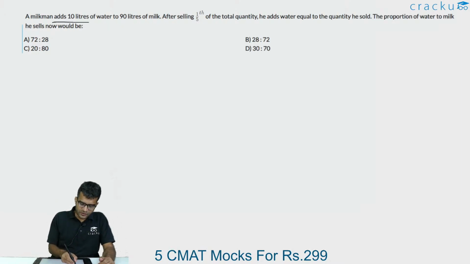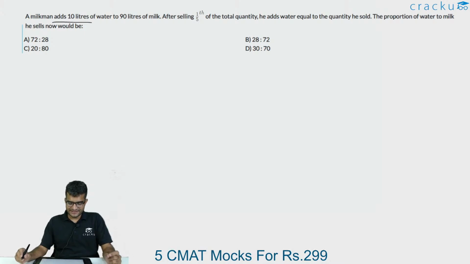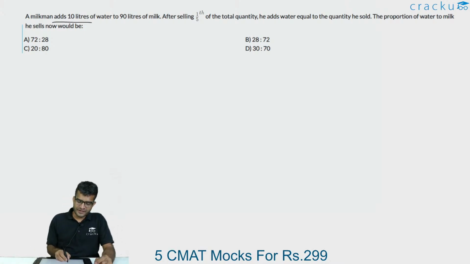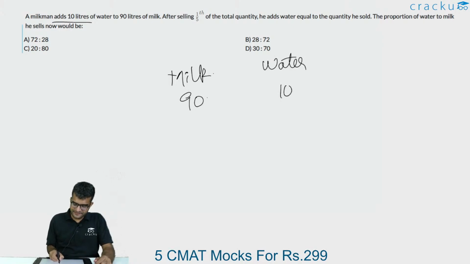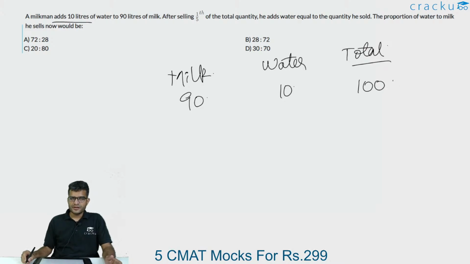In this question, we are told that a milkman adds 90 liters of water to 10 liters of milk. So initially the amount of milk that the milkman had is 90, to which he added water of 10 liters. So the total volume of the solution that he has will be equal to 90 plus 10, which is 100. Now out of this he has taken 1/5 of the total quantity out. If he is taking 1/5 of the total quantity out, he will be taking 1/5 of the milk out and 1/5 of the water out.